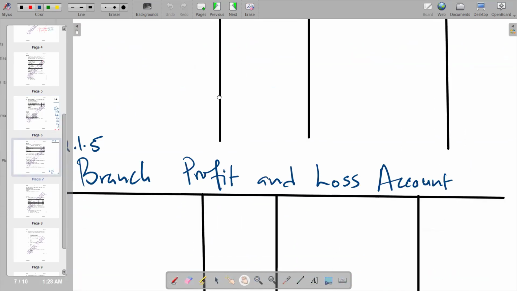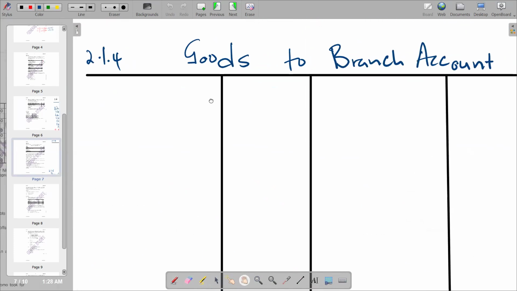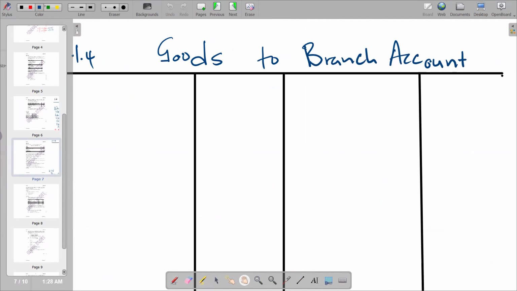So we come here, goods to branch. This is the goods to branch account, and we are supposed to credit it. So we go to the credit side of the goods to branch, and we are saying a branch stock. Remember, we did a branch stock, so that's the name that we are supposed to put here. Branch stock 280. So basically, we have completed our double entry.